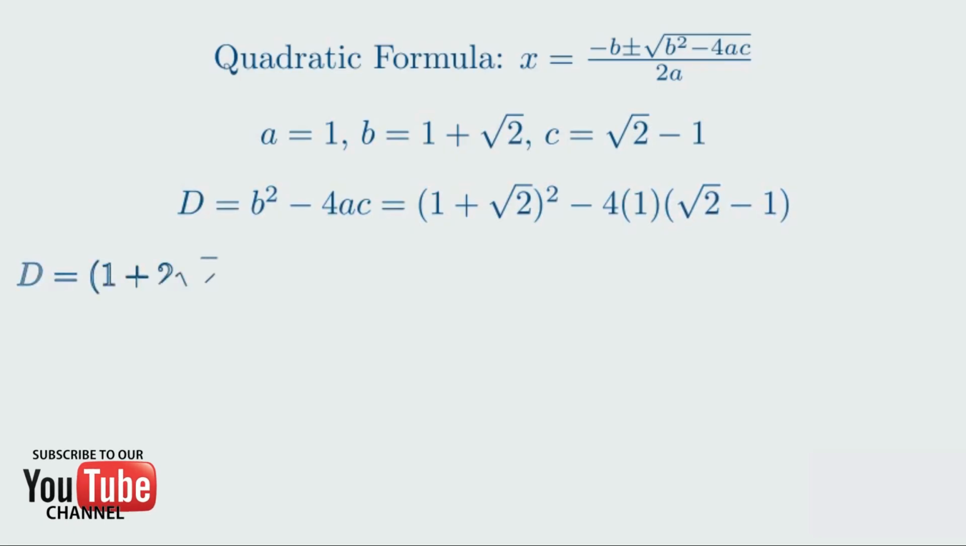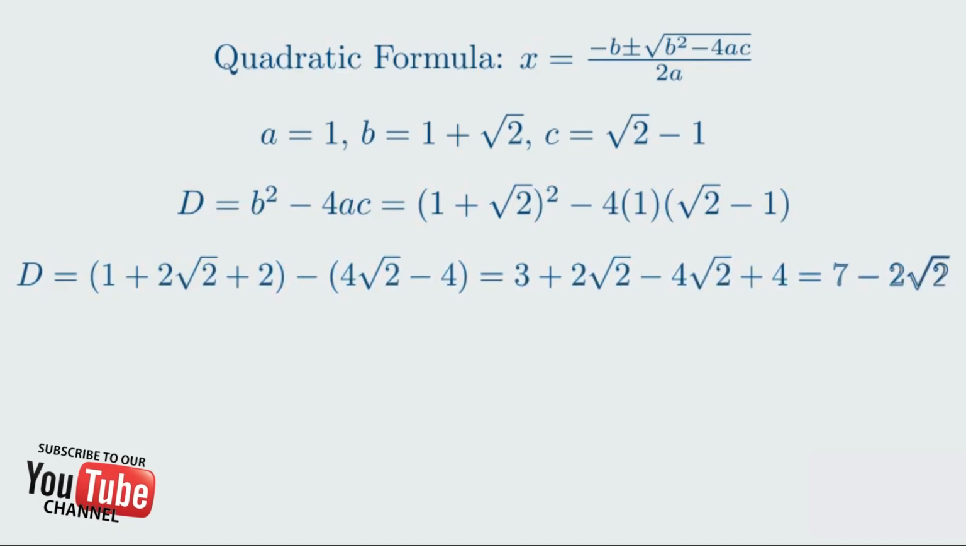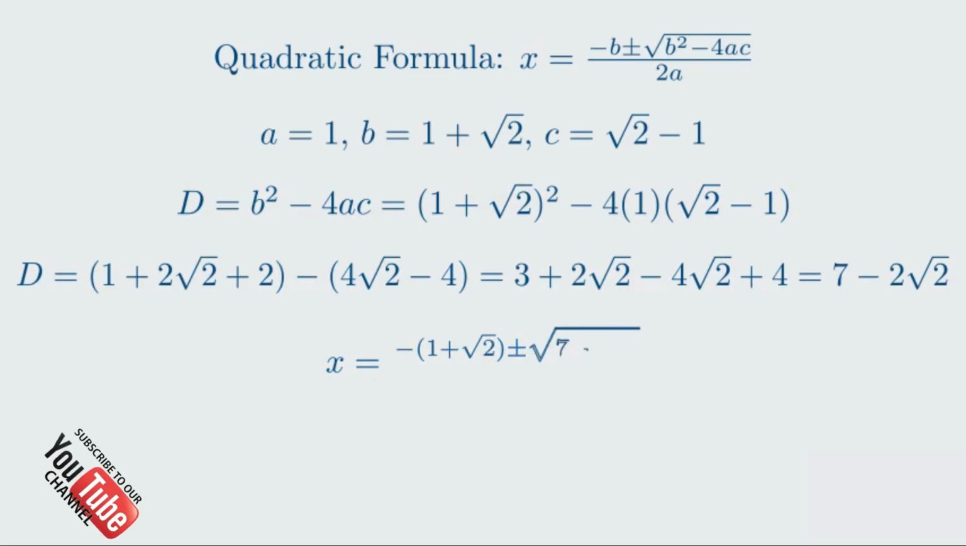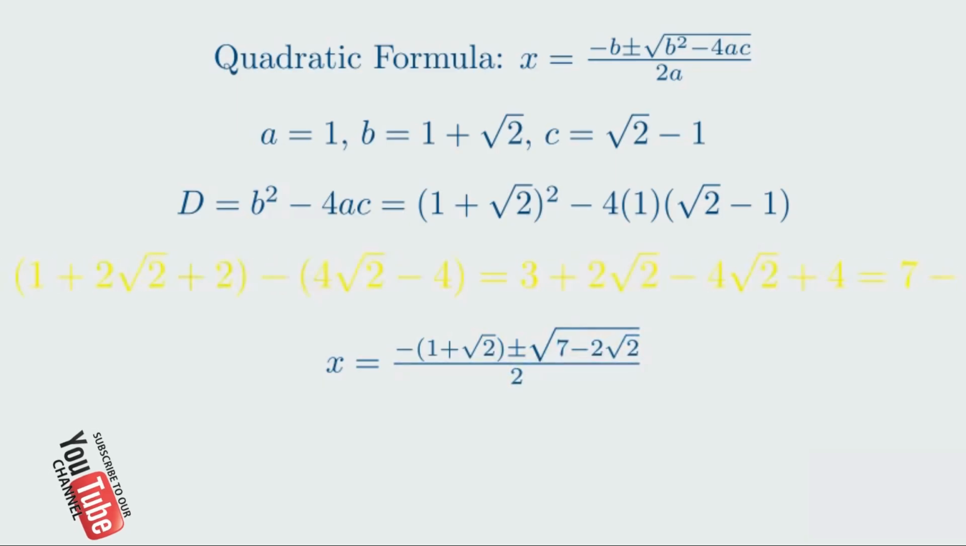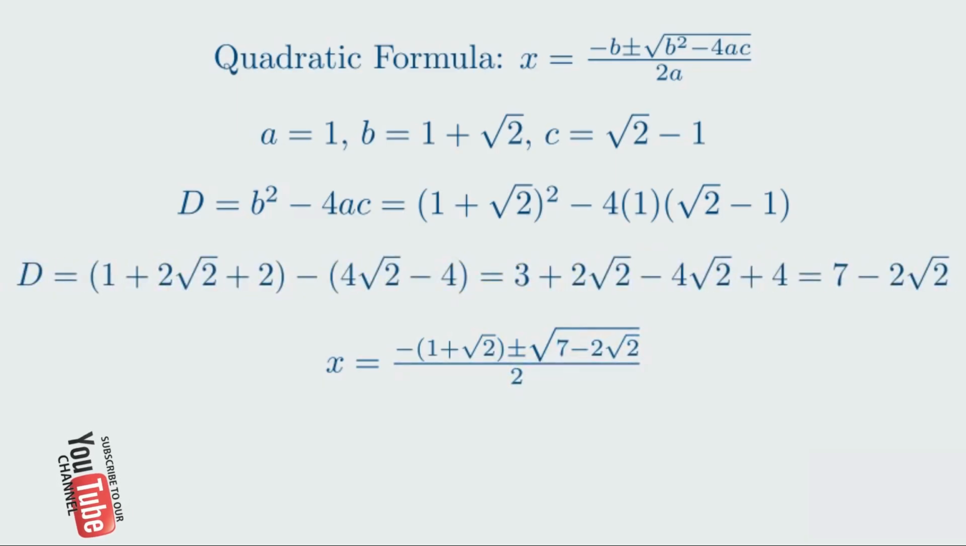Expanding this, we get 1 plus 2 root 2 plus 2 minus 4 root 2 plus 4. This simplifies to 7 minus 2 root 2. So our two solutions from this case are x equals negative 1 minus the square root of 2, plus or minus the square root of 7 minus 2 root 2, all over 2. We can see that the discriminant, 7 minus 2 root 2, is positive, which means we have two distinct real solutions. We can also verify that neither of these solutions is equal to 1.